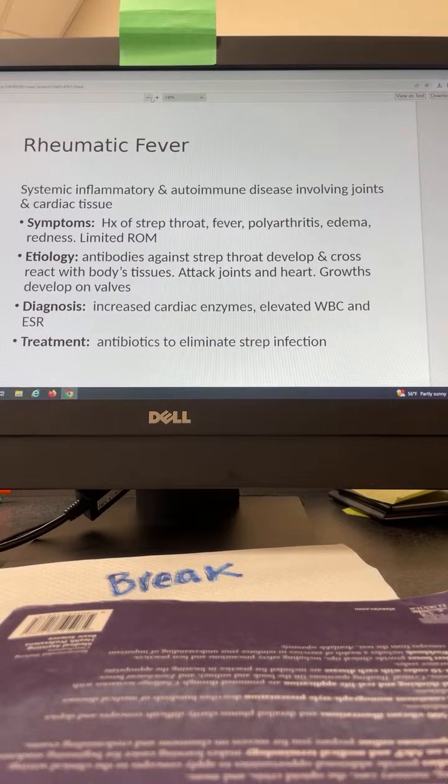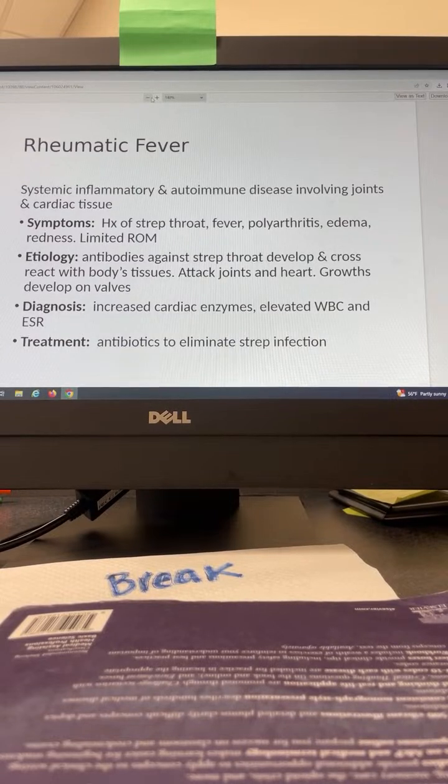But for whatever reason, this doesn't happen to everyone, just some people. There's a cross reaction where those antibodies against the strep bacteria start attacking the body, like an autoimmune thing. And no one really knows why, but they start interacting and fighting your own body's tissues. The two places that it goes to are the joints and the heart. So you kind of have heart issues and joint issues at the same time.